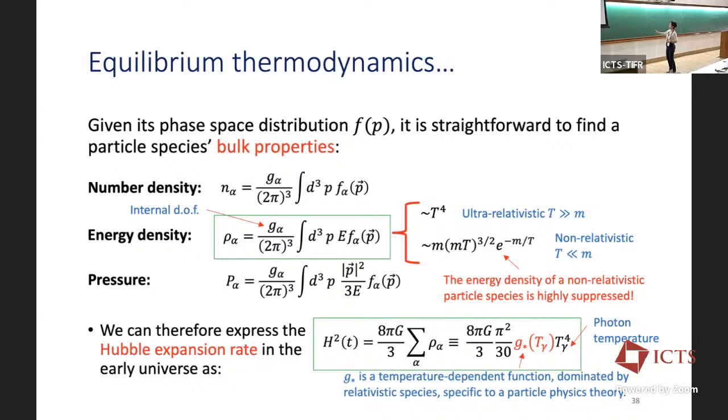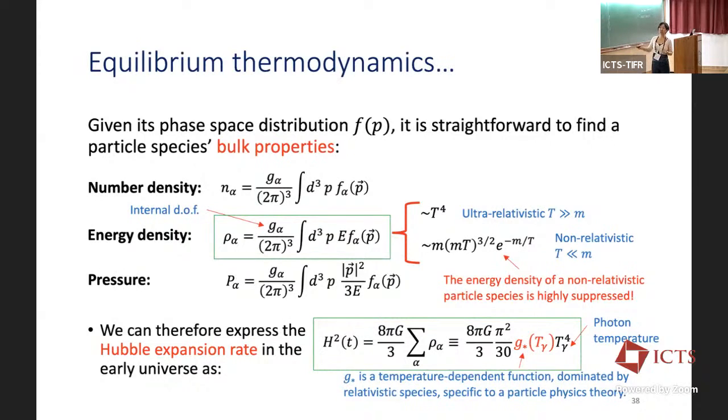Given this, there's another conclusion we can make. If we look at the expansion rate, H squared, this is proportional to the sum of all of the energy densities in the universe. But if I'm looking at this really hot universe where a lot of things are relativistic, and some things are not relativistic, then what you can do is to reparameterize this energy density in terms of the g_star parameter. So I factor out T_gamma to the 4th, which is the photon temperature, and what remains, I'm going to reparameterize in terms of the g_star parameter.